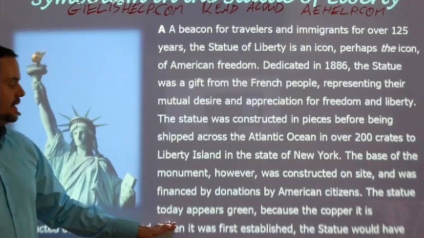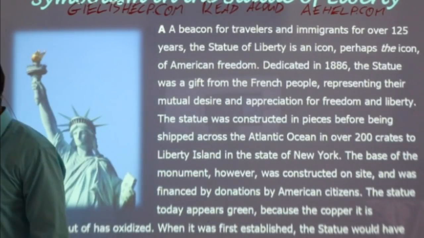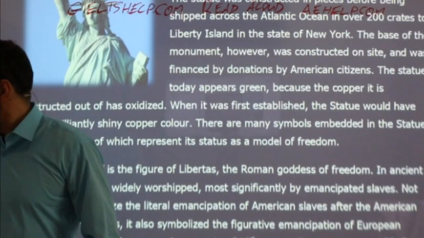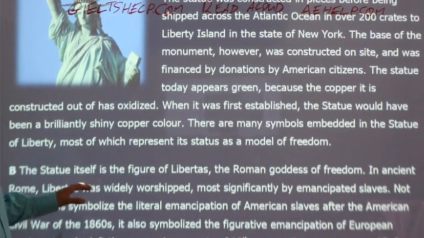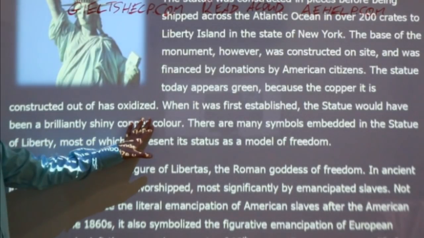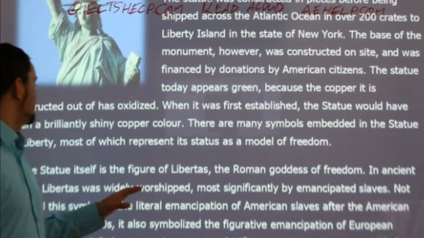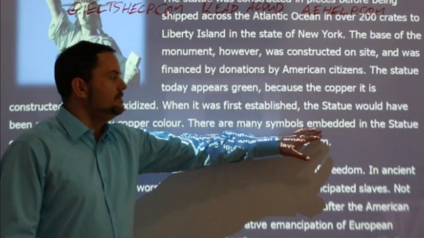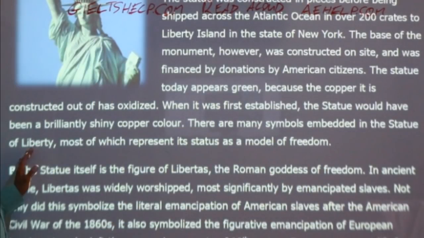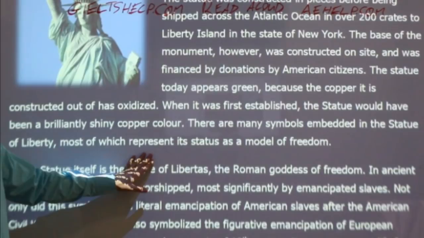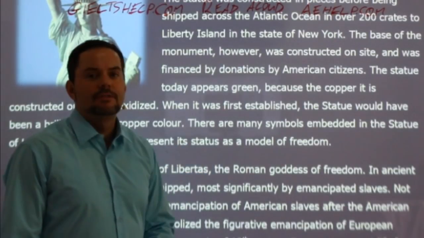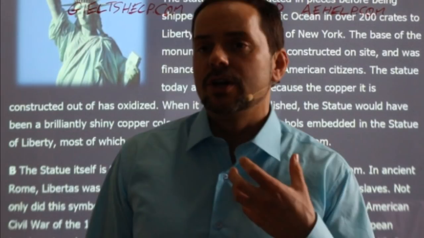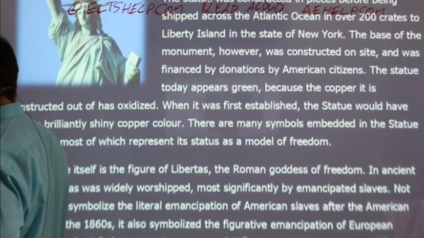The statue today appears green because the copper it is constructed out of has oxidized. When it was first established, the statue would have been a brilliant, shiny copper color. There are many symbols embedded in the Statue of Liberty, most of which represent its status as a model of freedom. Okay, good.